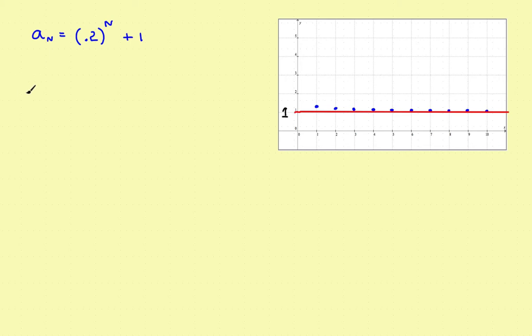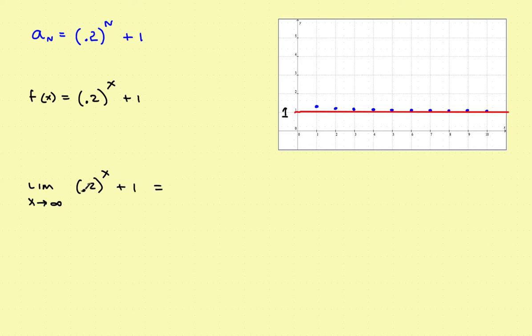But we want to show that. So again, we'll use the same steps that we've done before. First of all, change it from a sequence into a function in terms of x. So I've got 0.2 to the x power plus 1. Now what I want to do is find the limit of this function. So if I find the limit, as x approaches infinity, of 0.2 to the x plus 1, what do you get?